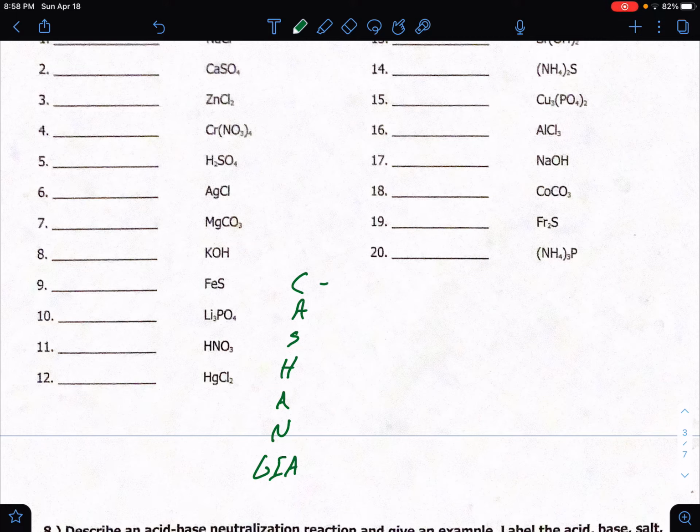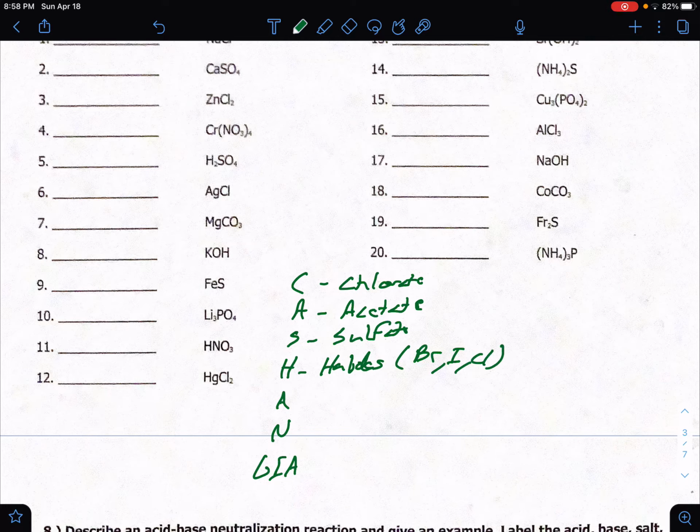Most of these you can find on your polyatomic list. C stands for chlorate. That is not carbonate. That's a big difference. A stands for acetate. That one's on your polyatomic list. Chlorate's on your polyatomic list. S stands for sulfate. That's on your polyatomic list. H is your halides. That's on your periodic table. I remember the name Brickle, so bromine, iodine, and chlorine.